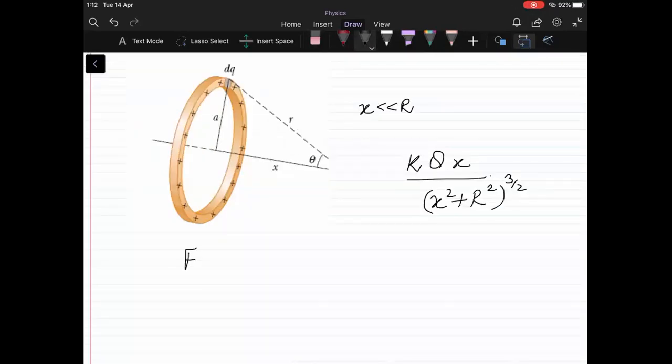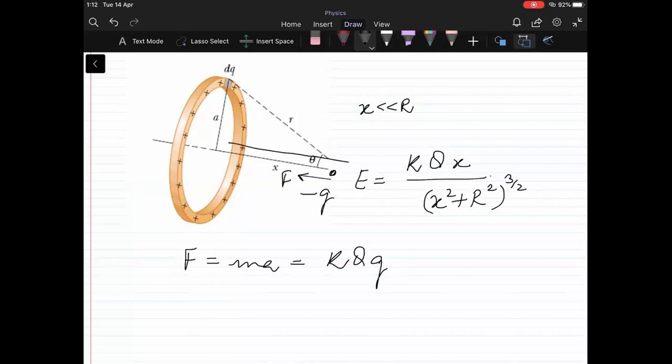The force that is acting on it is mass into acceleration, which is equal to k capital Q into small q. The value that we calculated is the electric field at this point. And this charged particle is basically minus q. So it will experience a force opposite to the direction of displacement. It is displaced in this direction, but it will experience force towards the center of the ring. So this force can be written as minus of k Q q x upon.